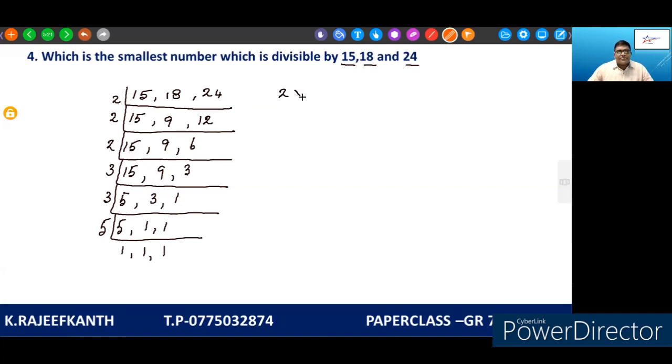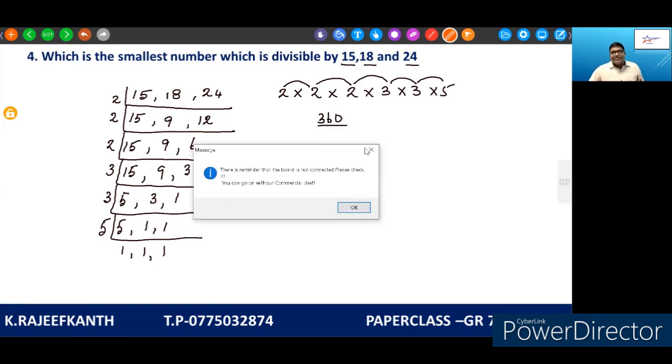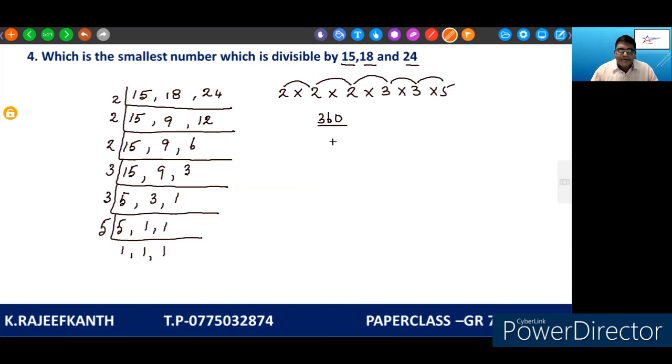So now we have to multiply these numbers: 2 into 2 into 2 into 3 into 3 into 5. 2 into 2, 4; 4 into 2, 8; 8 into 3, 24; 24 into 3, 72; 72 into 5, 360. The question is, which is the smallest number which is divisible by 15, 18 and 24?